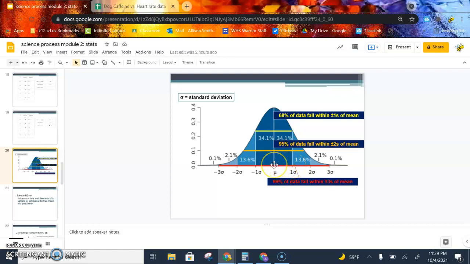If I want to show 2 standard deviations, now I have to add 12.2. So my average was 87.6. I could go 12.2 heartbeats this way, I could go 12.2 heartbeats that way, and that would be 2 standard deviations above or below the average. And that would encompass, remember, about 95% of my data points. So about 95% of my dog's heartbeats are going to fall within 2 standard deviations. In this case, that would be 12.2 beats per minute.